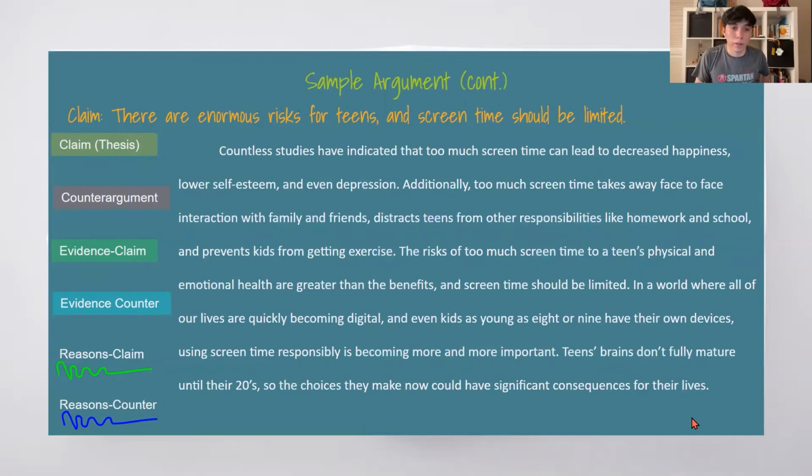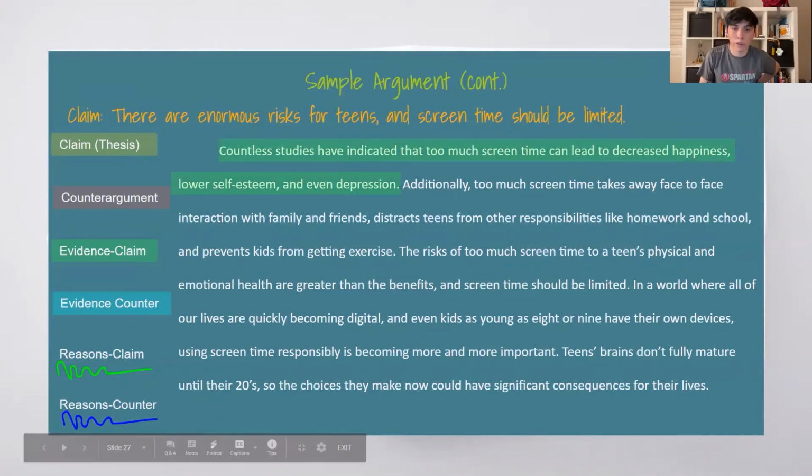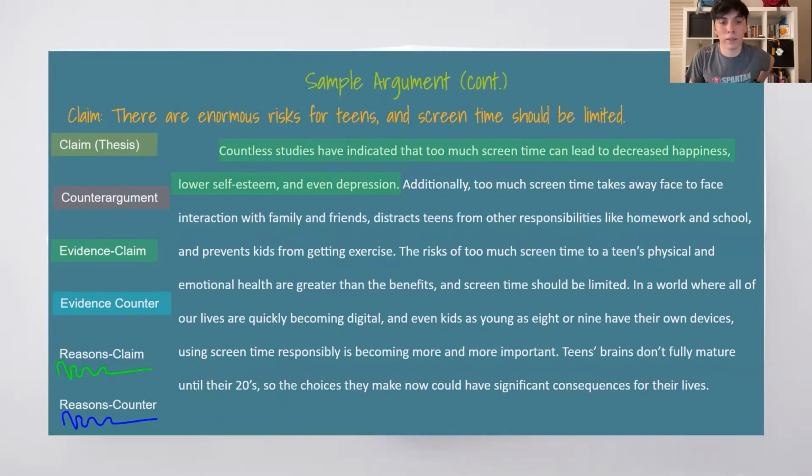Okay, so here's, I think, the last paragraph. The first sentence of the last paragraph is evidence. Well, it's more of a summary of evidence that was given in previous paragraphs for the claim. So countless studies have indicated too much screen time can lead to decreased happiness, low self-esteem, and even depression. So they're just referencing the information that they stated before.